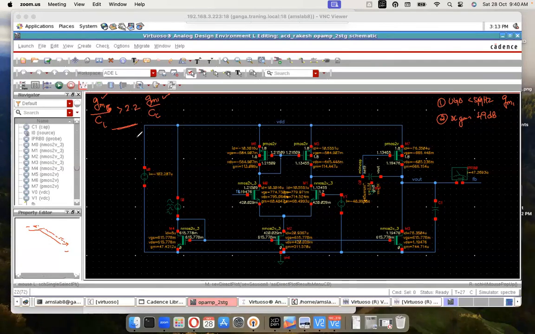We'll see that. Is there anything else? The current here.